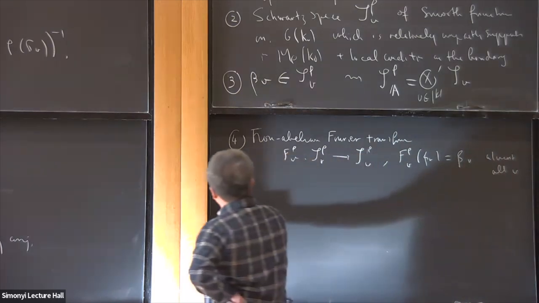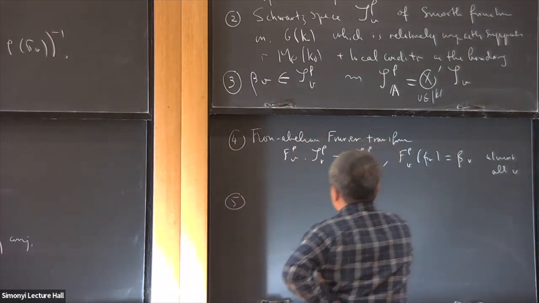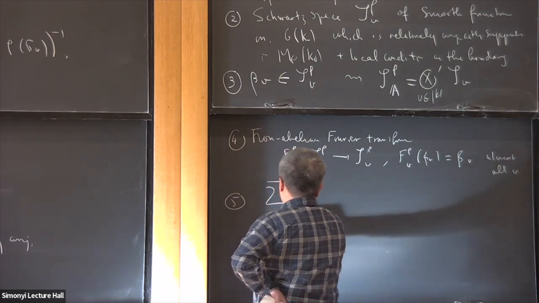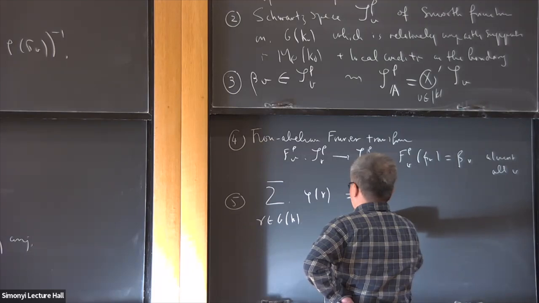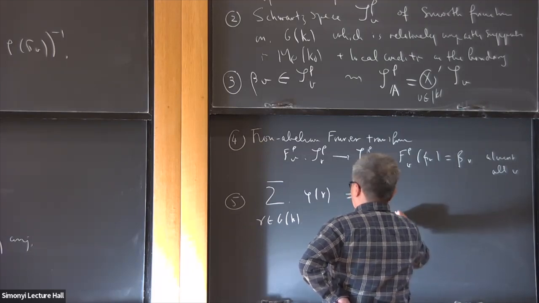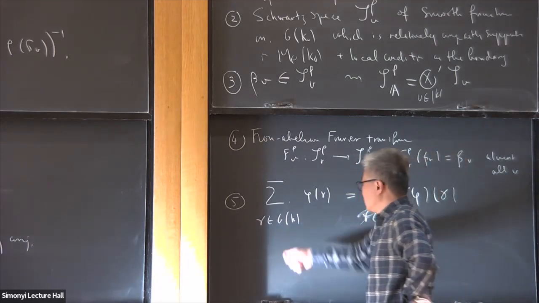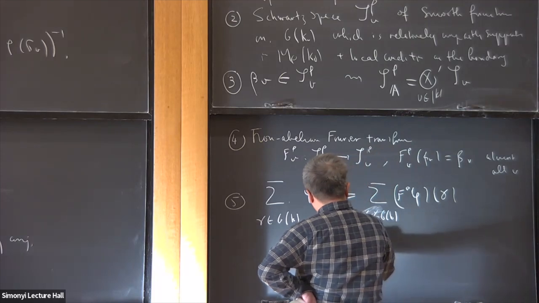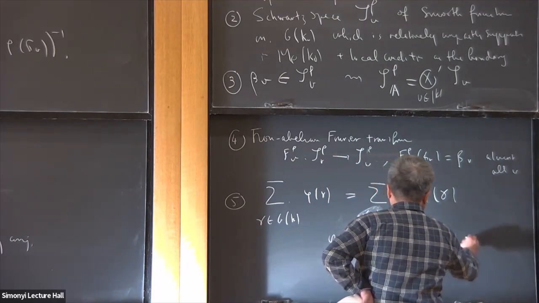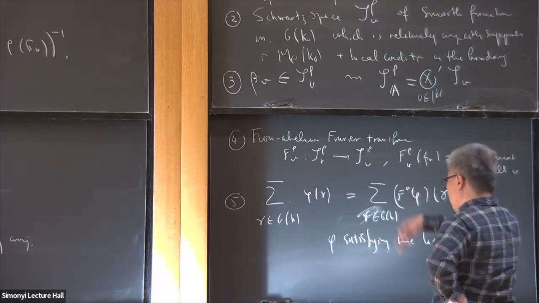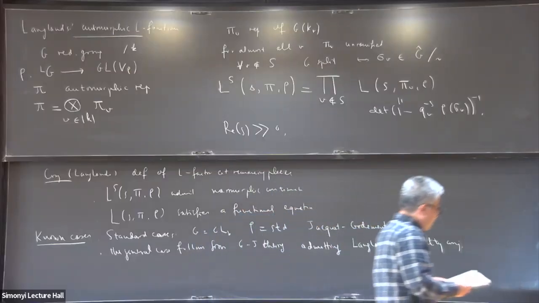And finally, of course, the only important thing is the Poisson summation formula. But you cannot sum over M, you sum over G. So the sum over gamma in G(K) of phi of gamma is the same as the sum over gamma in G(K) of the Fourier transform F_rho of phi, at gamma. Of course, because we ignore the boundary contributions, you need phi satisfying some local conditions. Obviously, you can take phi to vanish on the boundary at one place and fully vanish at another place. Maybe one can do better, but it's at least going to do something like this.